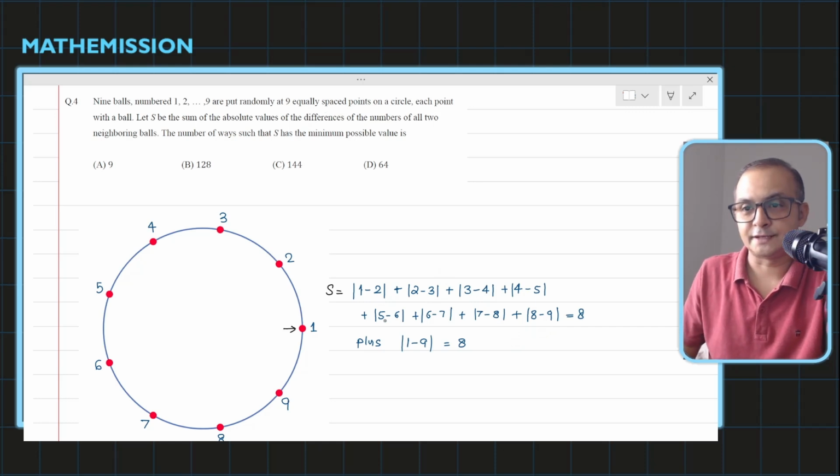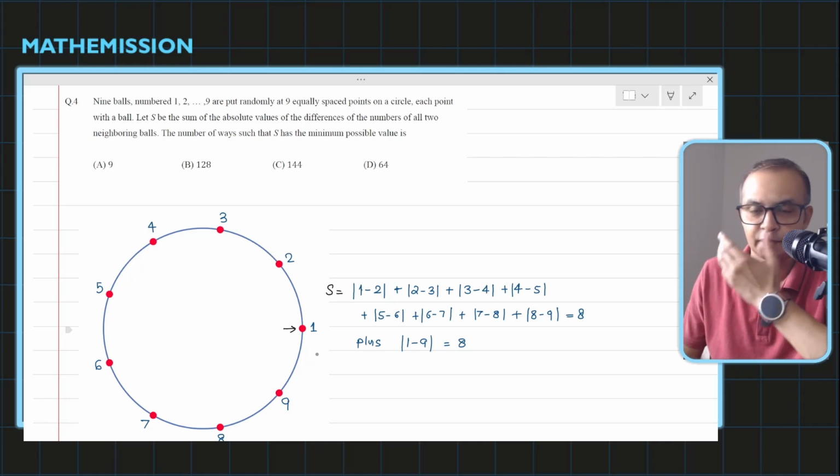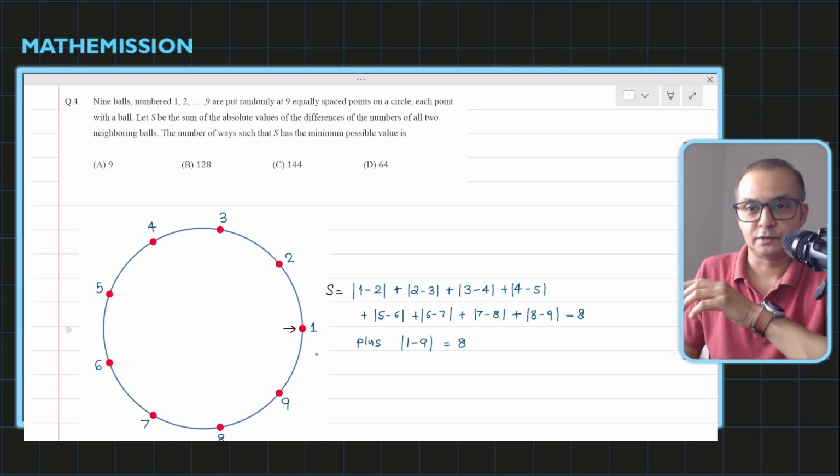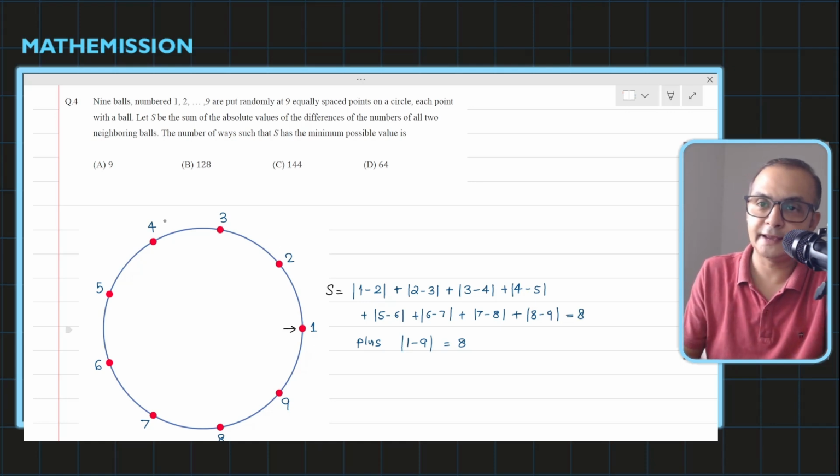Now the point is, is it possible to get the sum less than 16? It's not possible. Why so? Because in any way, if you just rearrange or make any little disturbance, the sum will exceed the value 16.